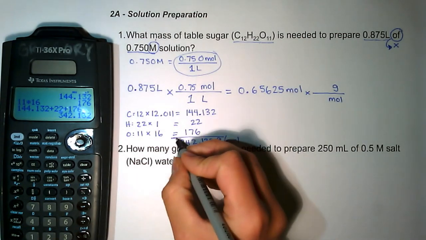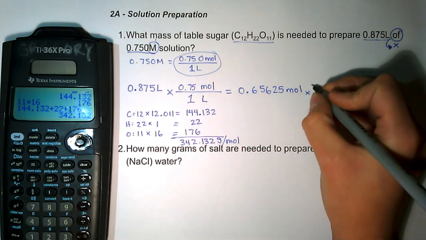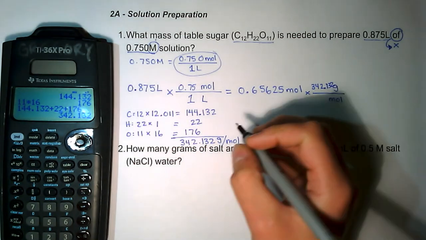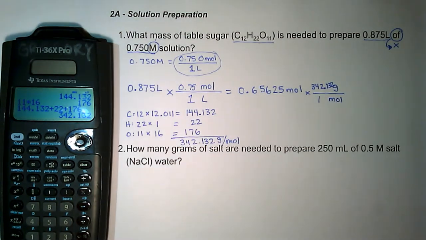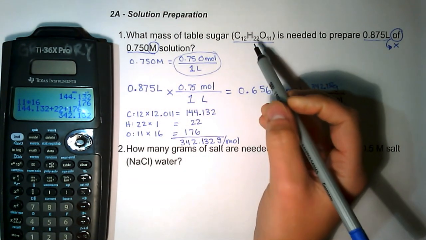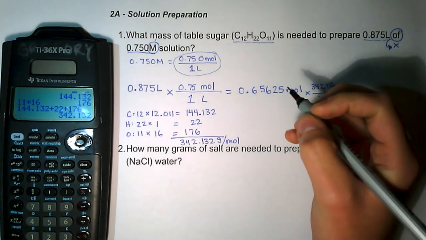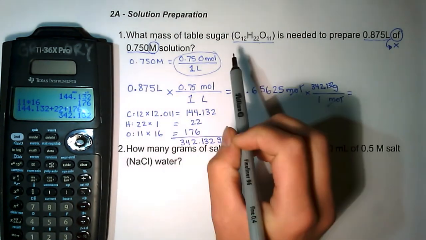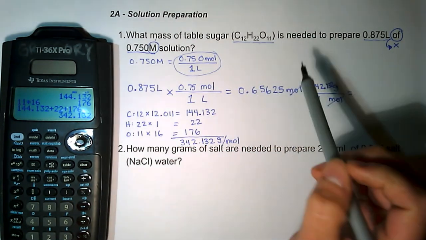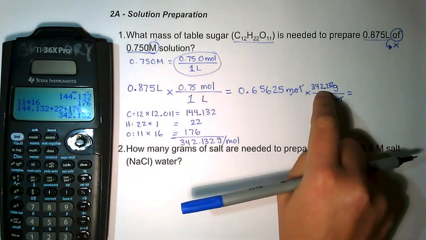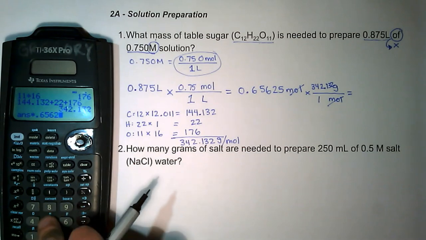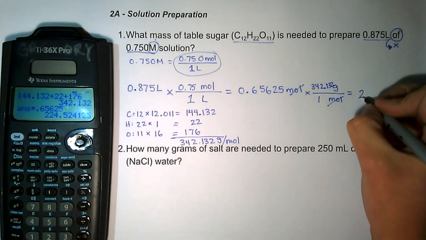So I'm going to put 342.132 next to grams. I didn't leave myself quite enough room. And then I'm going to put 1 mole on the bottom because that is the number of grams in 1 mole of C12H22O11. Now all we need to do is multiply this out. My moles will cancel and I'll be left just with the number of grams of C12H22O11 that I will need. So 342.132 times 0.65625.